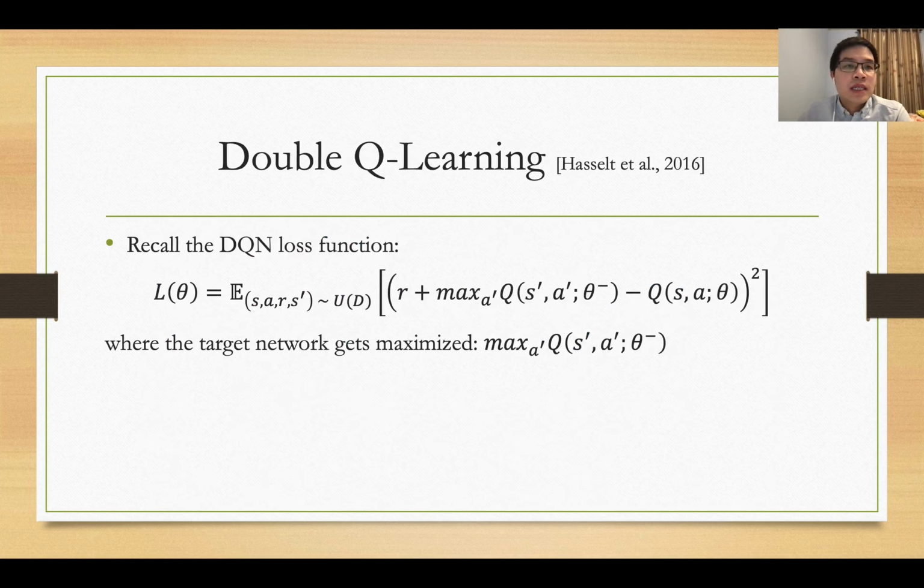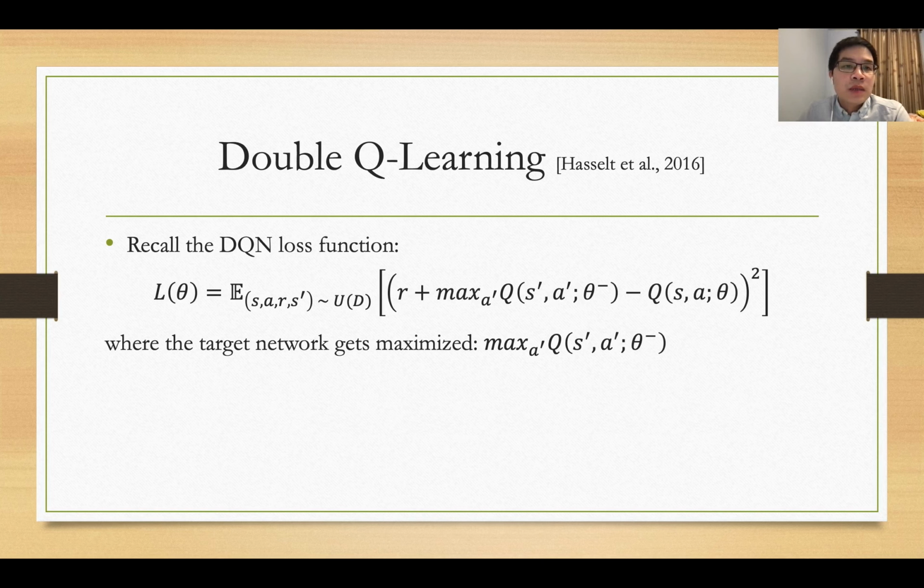In 2016, Hasselt and his co-authors introduced double Q learning. So recall our DQN loss function, where we have the expected difference between our target network and our behavior network, with the target network being the Q function represented with theta superscript minus sign, and our behavior network being the Q function without the superscript. So we're taking the maximum of our target network over all possible actions, and recall that our target network is an estimate of the optimal Q function.